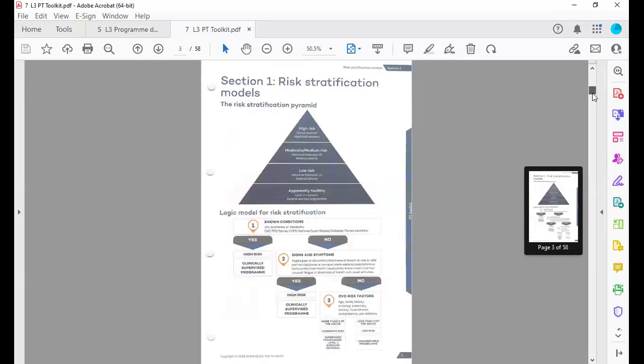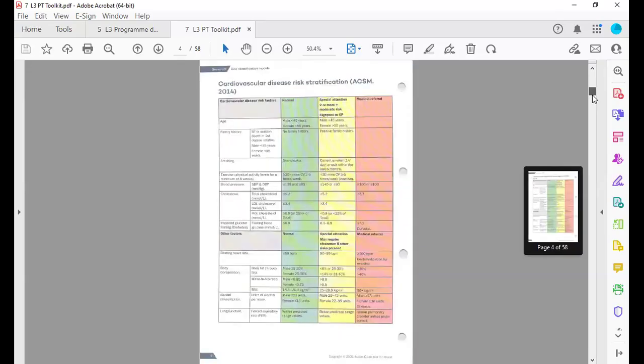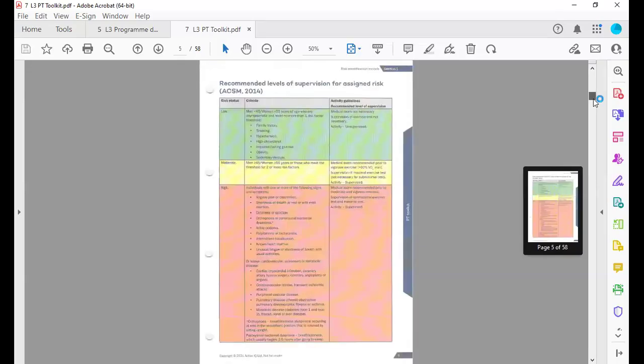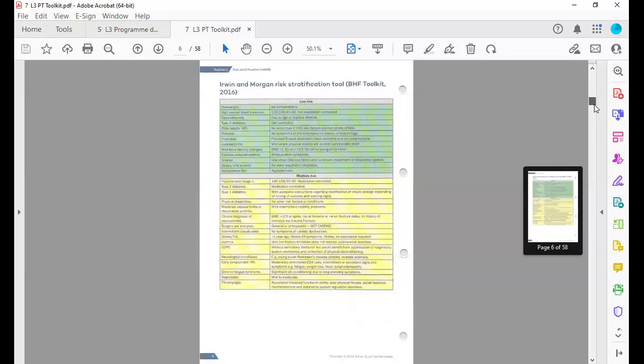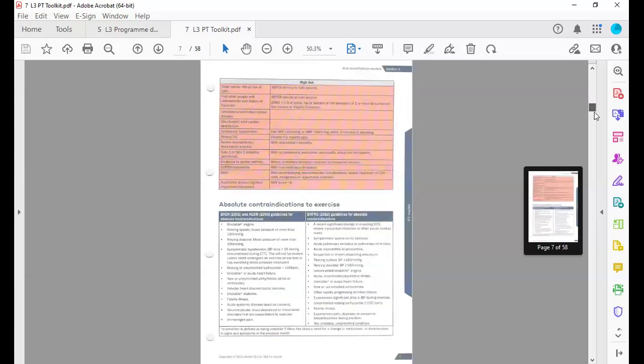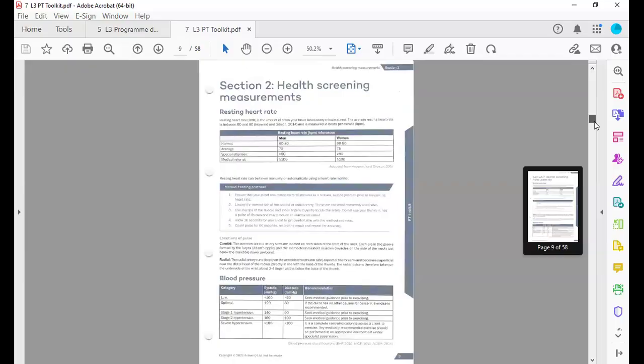stratification tool. So just as a reminder, we have a mix of different risk stratification tools, which are a next level to the PARQ. So for example, we've got National Quality Assurance Framework, and we've also got Irwin and Morgan there. So do make sure that you take a look at your PT toolkit.